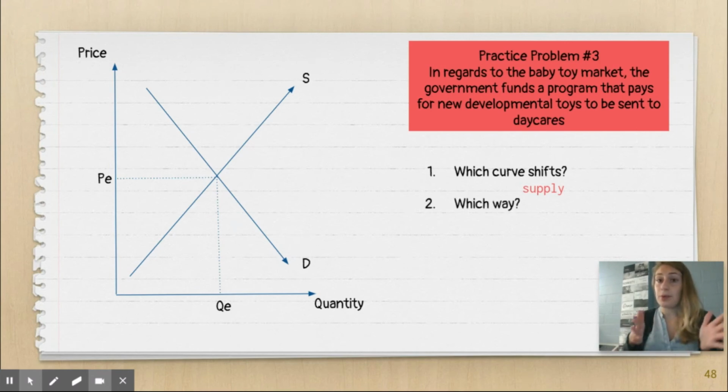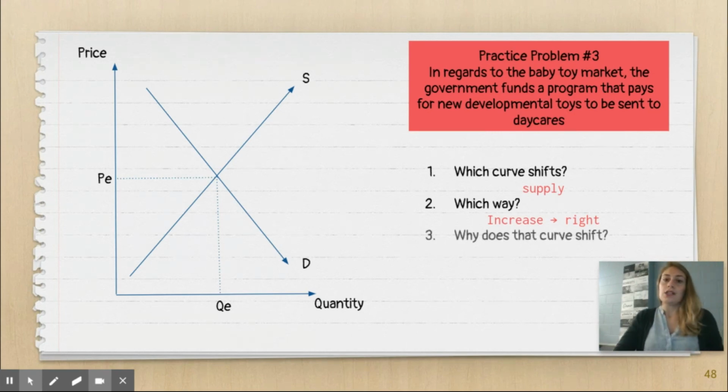So our supply line here is going to shift. So which way will this shift? So if the government is providing funds that pays for new toys, are we going to have more toys or are we going to have less toys? You'd have more toys, right? So it's going to increase and shift to the right. So our line's going to shift. So why does that curve shift? It shifts because of government policy, right? Because all of a sudden the government is helping us pay for these developmental toys for our kids. So it's going to shift due to a change in government policy.